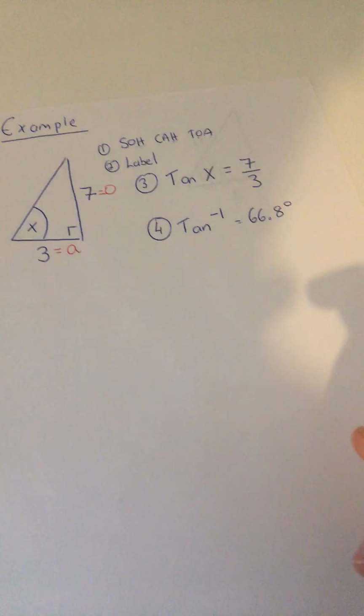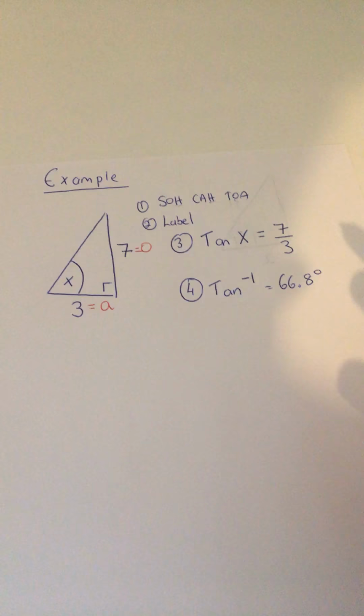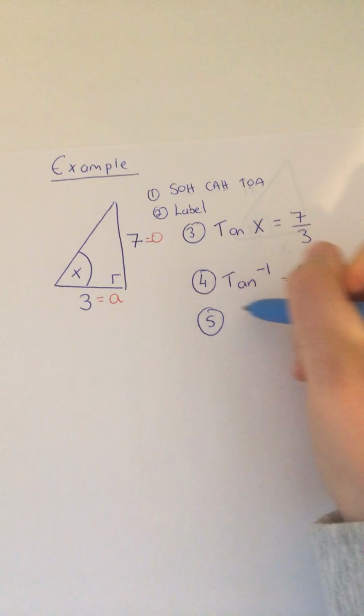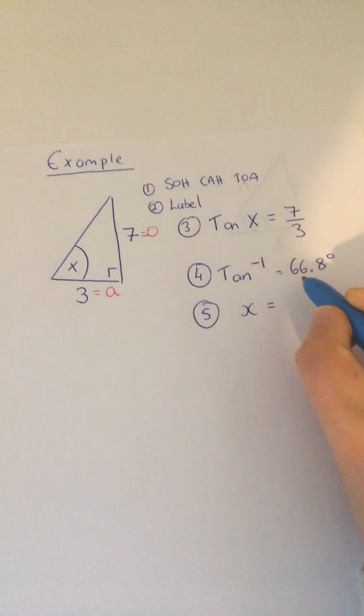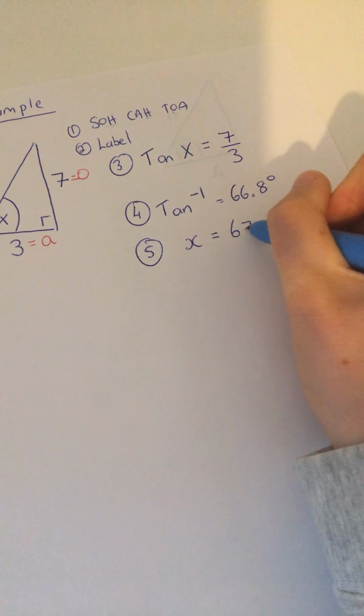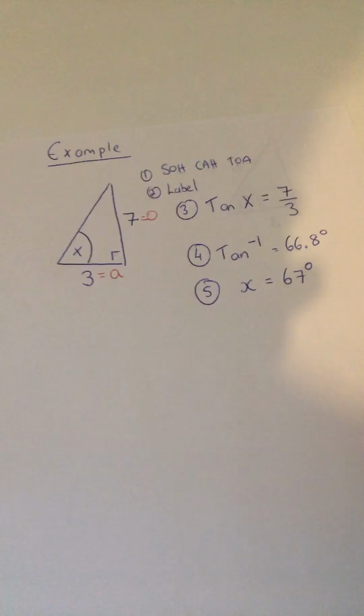66.8 degrees. Now also lads, you need to double check, are they asking for one decimal place, are they asking to the nearest degree? So say for example I want it to the nearest degree, then x equals 67, because that 8 is over 5 and it brings that 6 up.